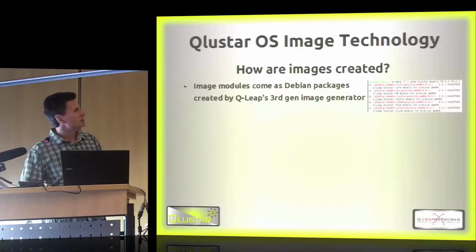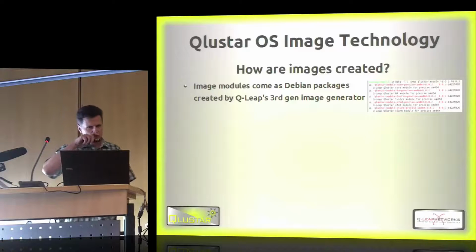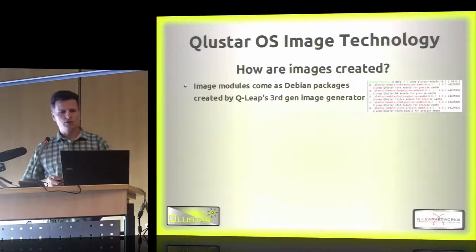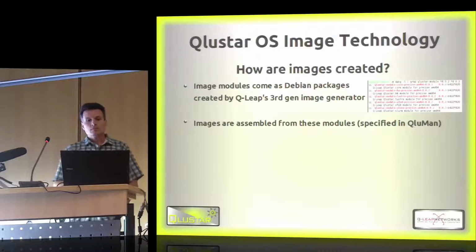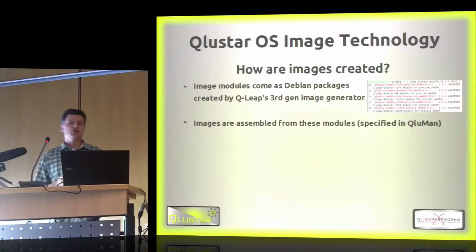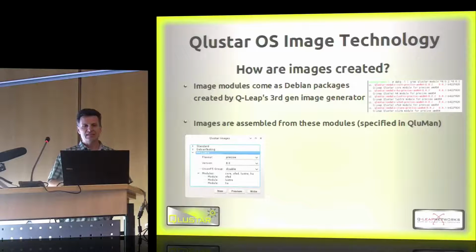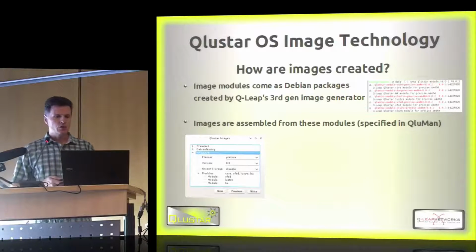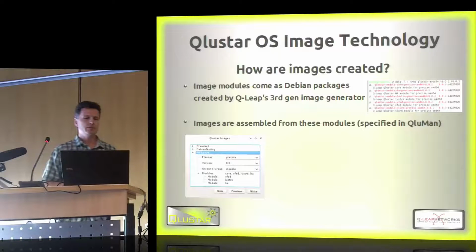So just as an example here, sorry, it's a little bit blurred here. Don't know whether you can read this. It's just a screenshot from a listing of the Debian packages, like a core module, Qlustar module, and so forth, just for this illustration. And how do you actually assemble these images now? I mean, you have these image modules installed on your head node, on your boot server. And to assemble it and to actually make a bootable image out of it, that's where Qluman, the management framework, comes into the game.